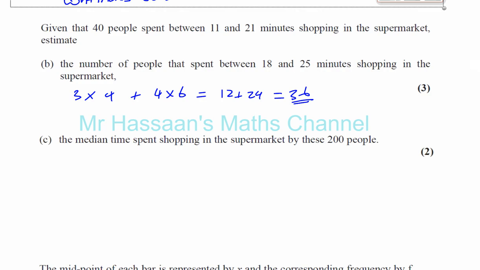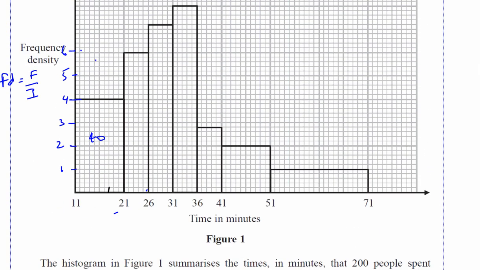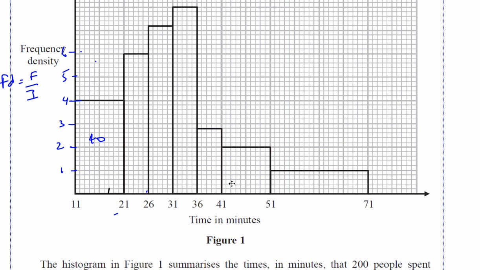Okay, so now part C tells us to find the median time spent shopping in the supermarket by these 200 people. So we've got to first find the group that contains the median and then work out what the median is by using what's called linear interpolation. We know that there's 200 people in this data, so we're looking for the position of the 100th in order of size. How many minutes the 100th shopper in order of size took.